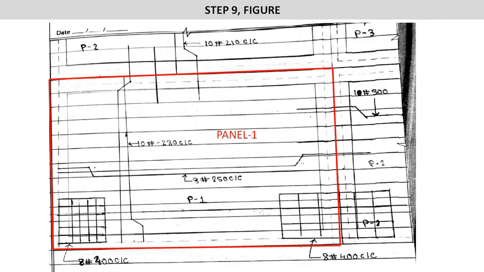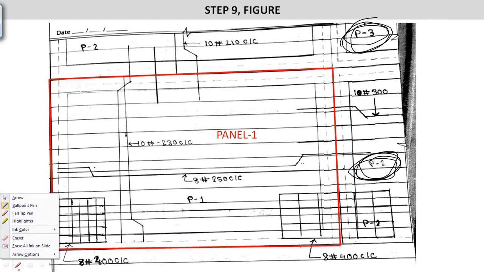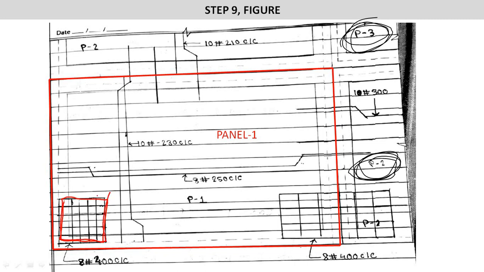So step number 9, figure and its detailing. The box highlighted in red color is panel number 1. On the right side it is panel number 2, and above it is panel number 3. So we will see the detailing of panel number 1 shown in the red box. Here you can see the slab. This is the cage which we have designed in step number 8 as torsion reinforcement. Here it is a cage. Also here it will be one cage, and here it will be one cage. So we will place the reinforcement as per what we have calculated.